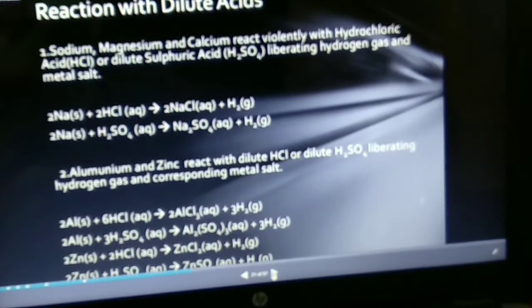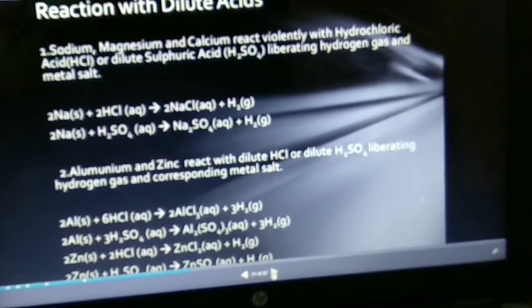Reaction with acid. Sodium, magnesium, calcium react violently with hydrochloric acid or dilute sulfuric acid, liberating hydrogen gas. So salt plus hydrogen gas will be formed. Aluminium and zinc react with dilute HCl and dilute sulfuric acid, liberating hydrogen gas and the corresponding metallic salt. So these are very, very important reactions of metals with dilute acid. We have to write sodium with sulfuric acid and hydrochloric acid, aluminium plus hydrochloric acid, aluminium plus sulfuric acid, zinc plus hydrochloric acid, zinc plus sulfuric acid.